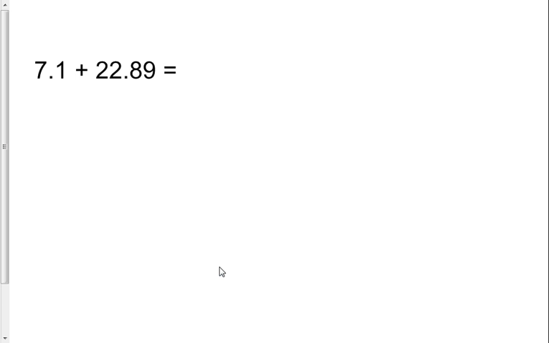So the first number I'm going to add is 7 and 1/10 and 22 and 89/100. If I were going to estimate, 7 and 1/10 is close to 7. 22 and 89/100 is close to 23. Typically, I'll round to the nearest whole number. 7 plus 23 is 30, so I would expect my actual answer to be around 30.